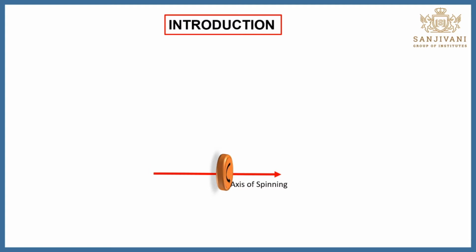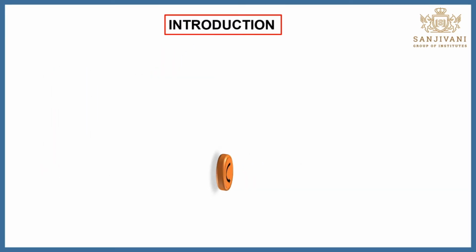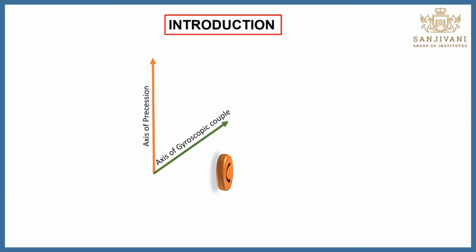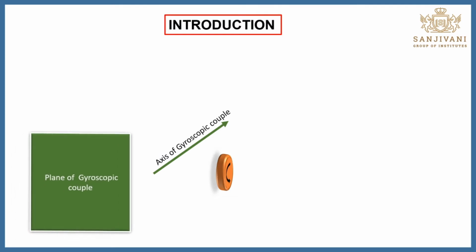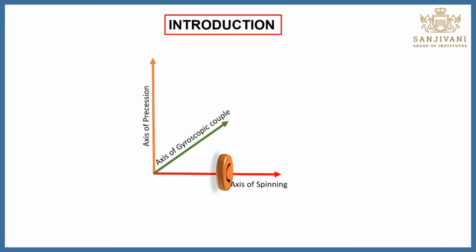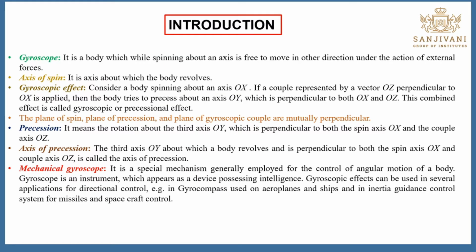Again, there are three planes. One is the plane of spinning, which is perpendicular to the axis of spinning. The second is the plane of precession, which is perpendicular to the axis of precession. And the third is the plane of gyroscopic couple, which is perpendicular to the axis of gyroscopic couple. This is the overall system that we need to consider while studying the gyroscopic principle, with the three axes.